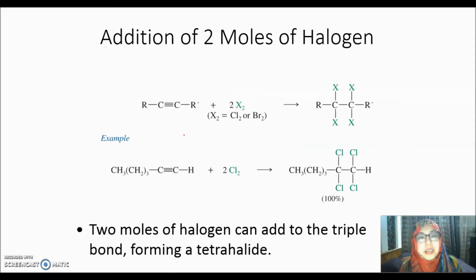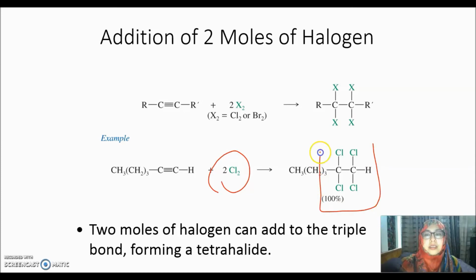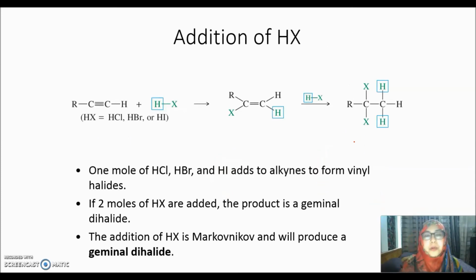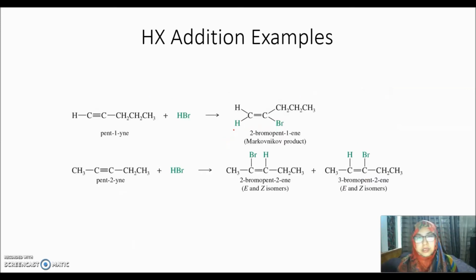Now, this is a comparison to the one that we have discussed earlier. If you have 2 moles of chlorine gas, then you will have tetrahalides. Now, what when we have addition of HX? This is very similar to alkene. With alkene, you will straightforwardly get a halide, but in this case, you will get vinyl halide, meaning you still have the double bond there, but you have the addition of a halogen atom.